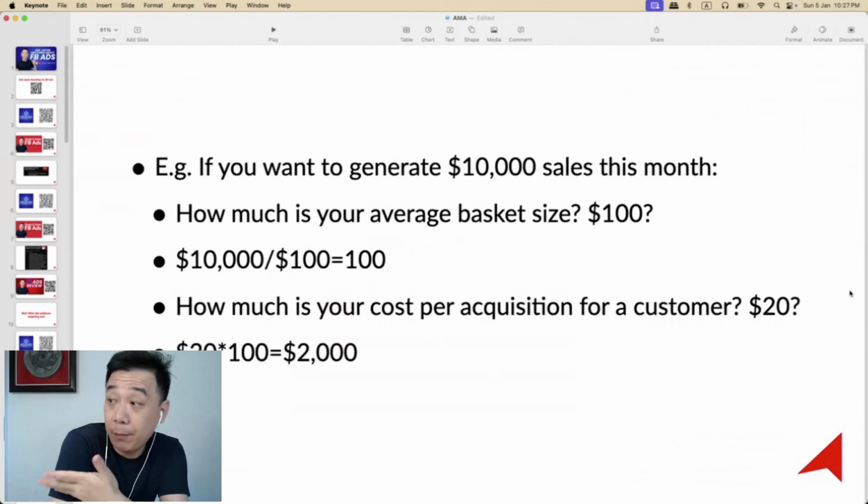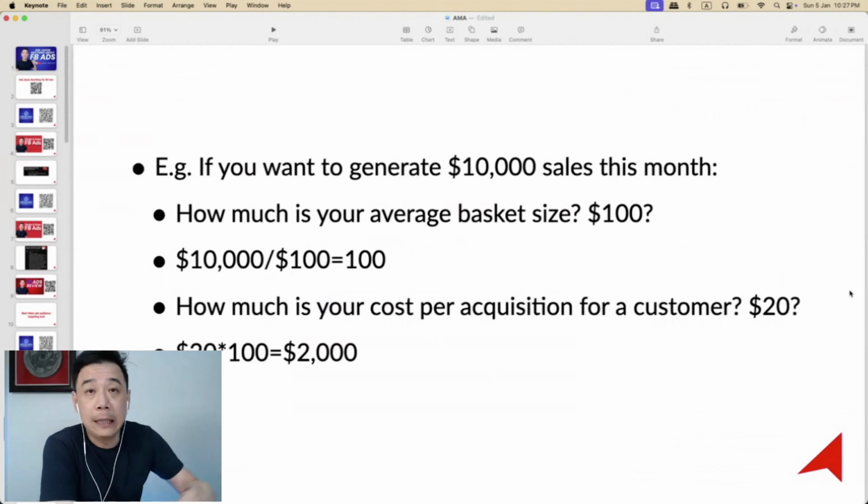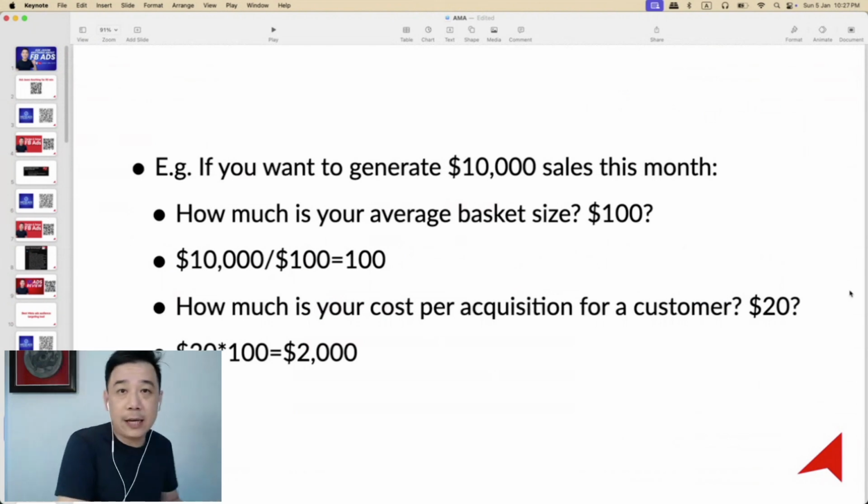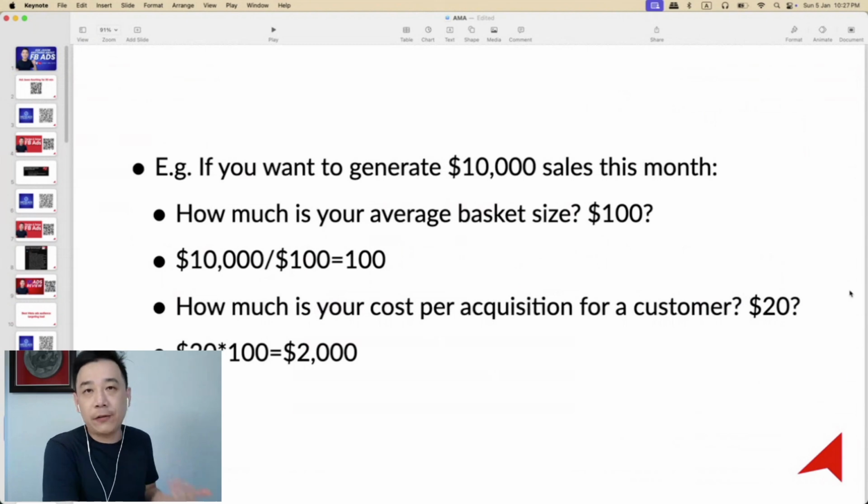So let's say if your cost per acquisition is $20, then you know that I need to spend $2,000. Then the question coming back to you would be, are you comfortable to spend $2,000? If you're not comfortable, then we would actually start somewhere. Here's another thing that I always like to highlight. It's not carved in stone that you need to spend a lot to get good results.